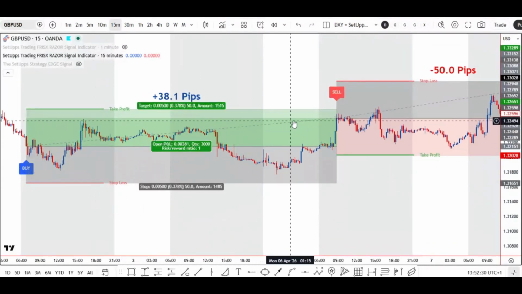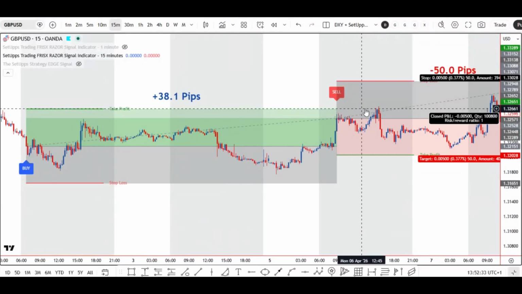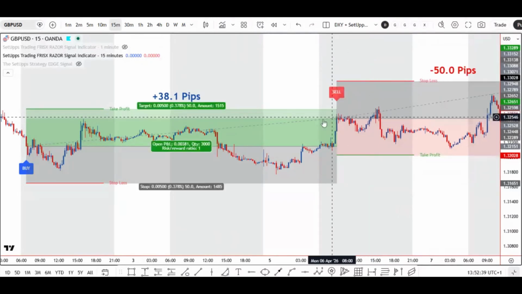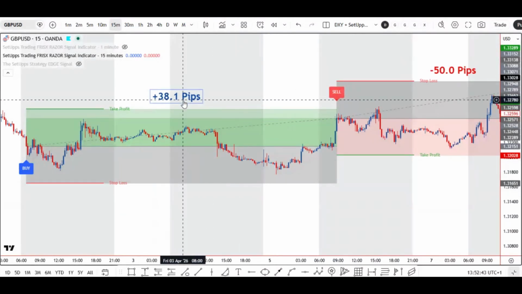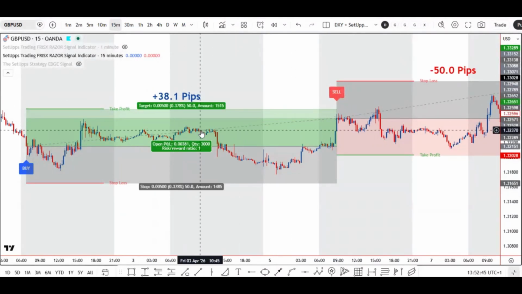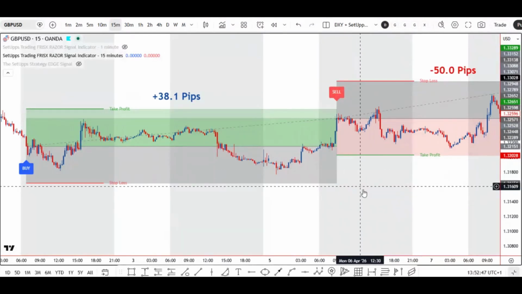So as I said, this would have hit TP if you think about it. If it had gone to here, it would have hit TP at this price or at this time. However, the signal came and I would have closed. So our call is 38.1 pips, and closed.